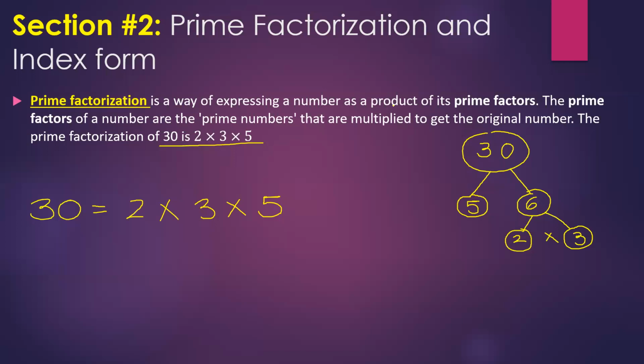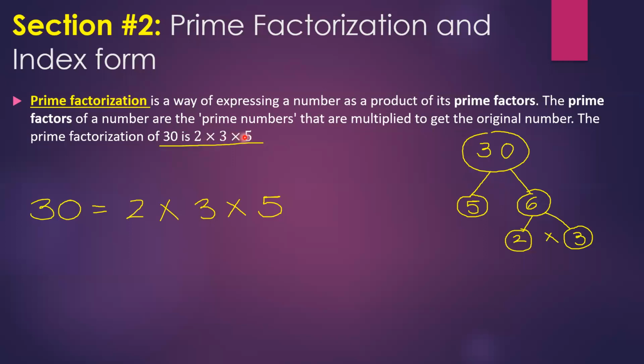Bethany. Yes, sir. Can you read the first point, prime factorization? Prime factorization is a way of expressing a number as a product of its prime factors. The prime factors of a number are the prime numbers that are multiplied to get the original number. The prime factorization of 30 is 2 times 3 times 5.